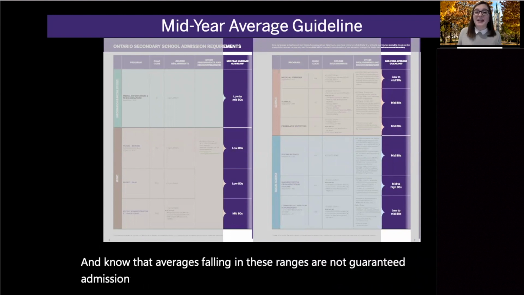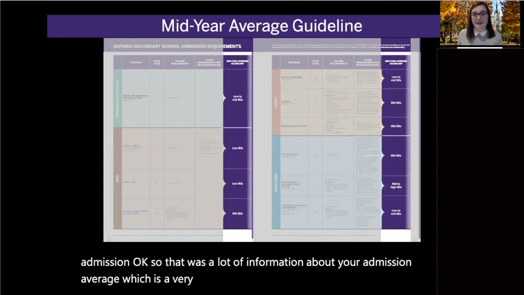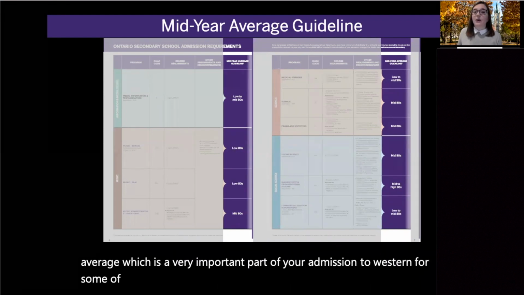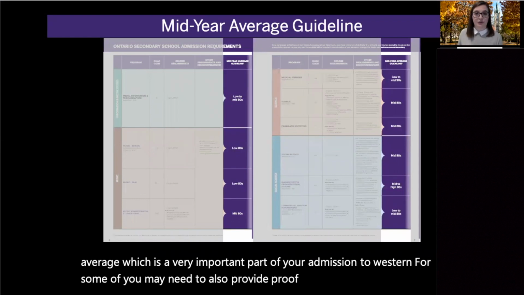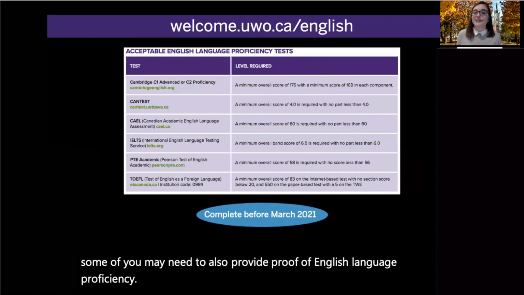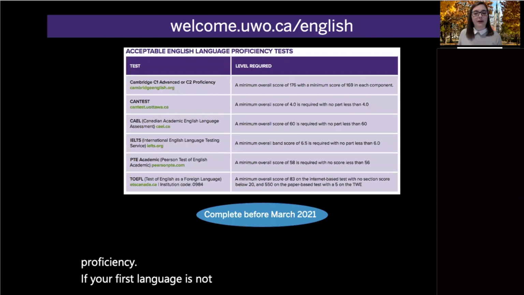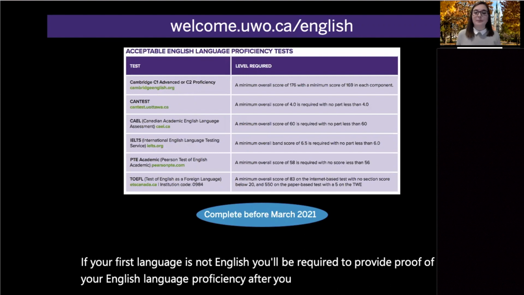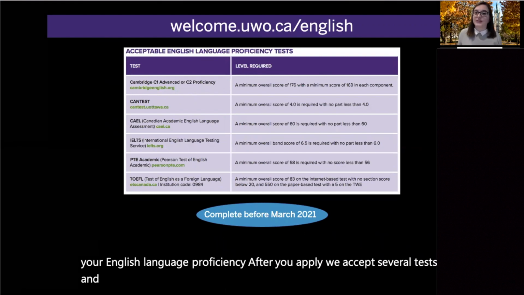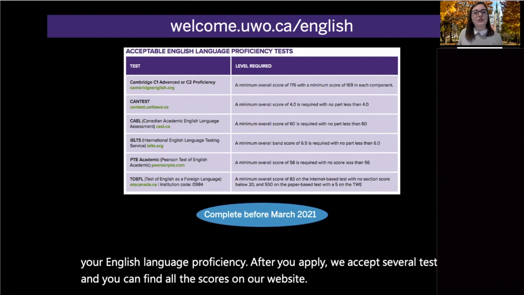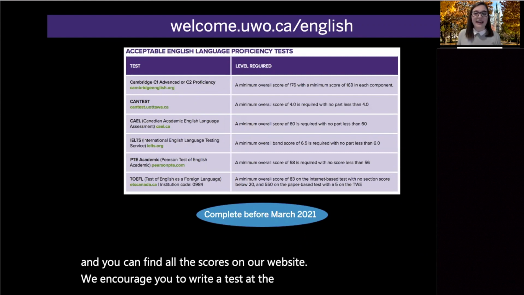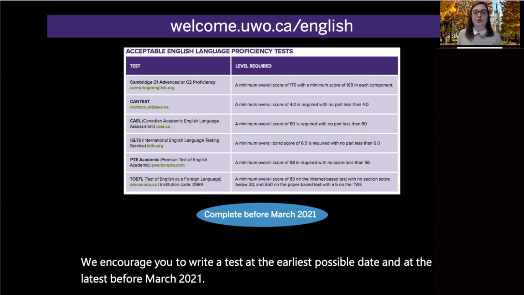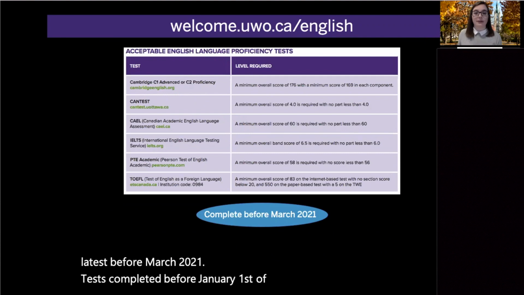Okay, so that was a lot of information about your admission average, which is a very important part of your admission to Western. For some of you, you may need to also provide proof of English language proficiency. If your first language is not English, you'll be required to provide proof of your English language proficiency after you apply. We accept several tests, and you can find all the scores on our website. We encourage you to write a test at the earliest possible date and at the latest before March 2021. Tests completed before January 1st of 2019 will not be accepted.